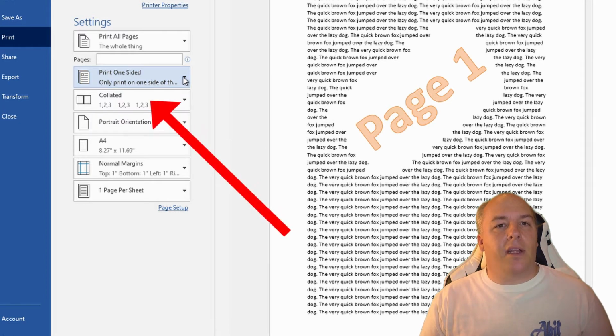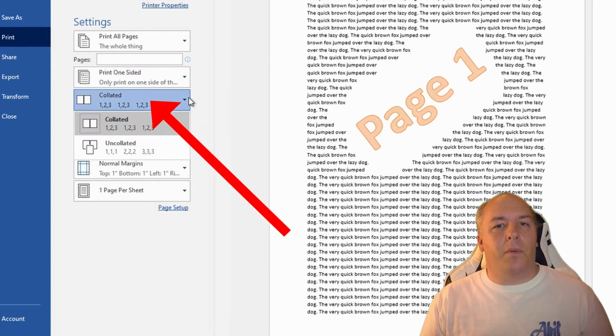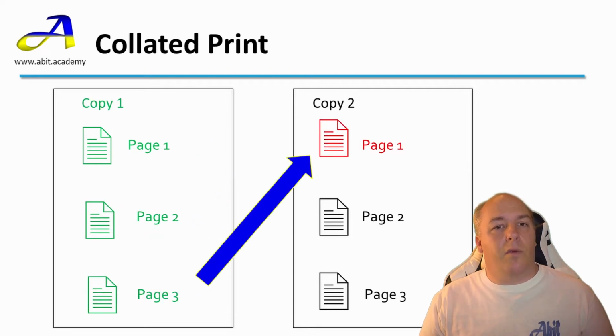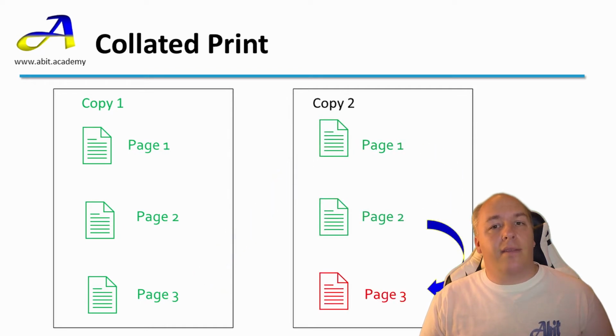The next option, collated, is used when printing multiple copies. Remember, I select the number of copies at the top. Let's say I have a 3-page document. I want to print 2 copies of this. When I have collated selected here, it will print page 1, then page 2, then page 3 from my first copy. Then it will print page 1, 2 and 3 from my second copy.